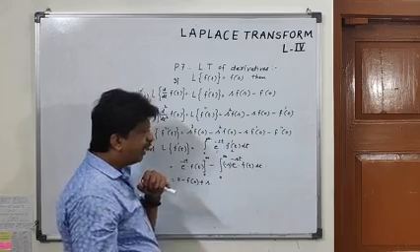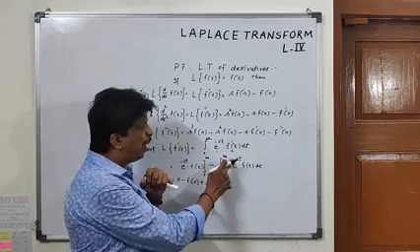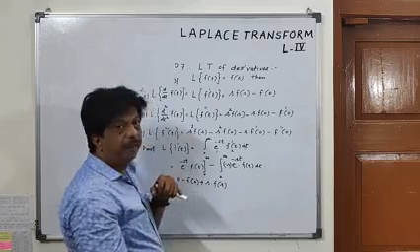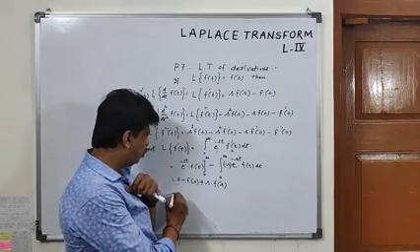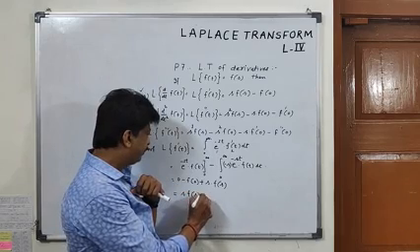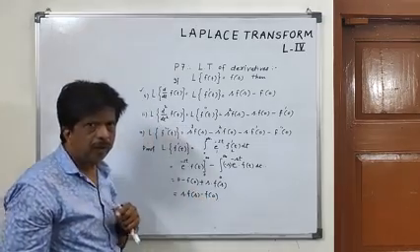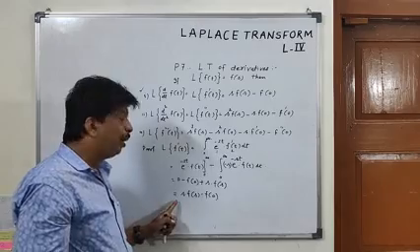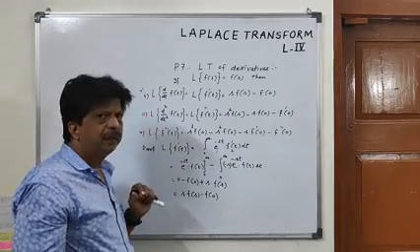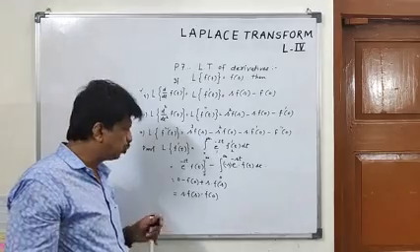s is independent of t, and integral 0 to infinity e raised to power minus st f of t is the Laplace transform of f of t, denoted by F of s. So it is equal to s into F of s minus f of 0. So that is how we obtain the Laplace transform of f prime of t. Similarly, we can prove this for f double prime and f triple prime also.